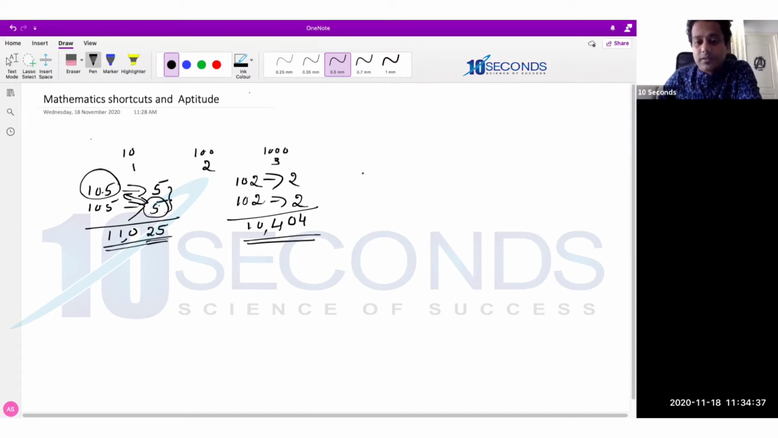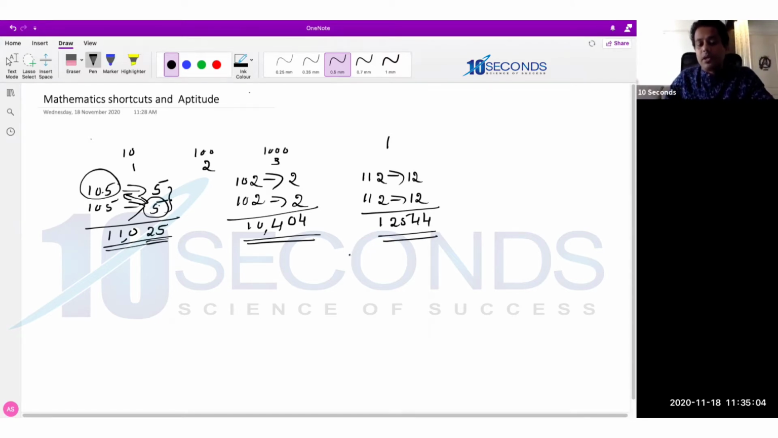If I take 112 into 112, 12 more than 100, 12 more than 100, 12 into 12 is 144. We are allowed to write only two digits, 44. The 1 you need to carry. 112 plus 12 is 124, plus 1 carry is 125. So remember, if you take 100 as the base, you're allowed to write only two digits after multiplying. Anything more than that, you need to carry it. Anything less than that, you need to put 0. Let me take a few more to make it easy for you.